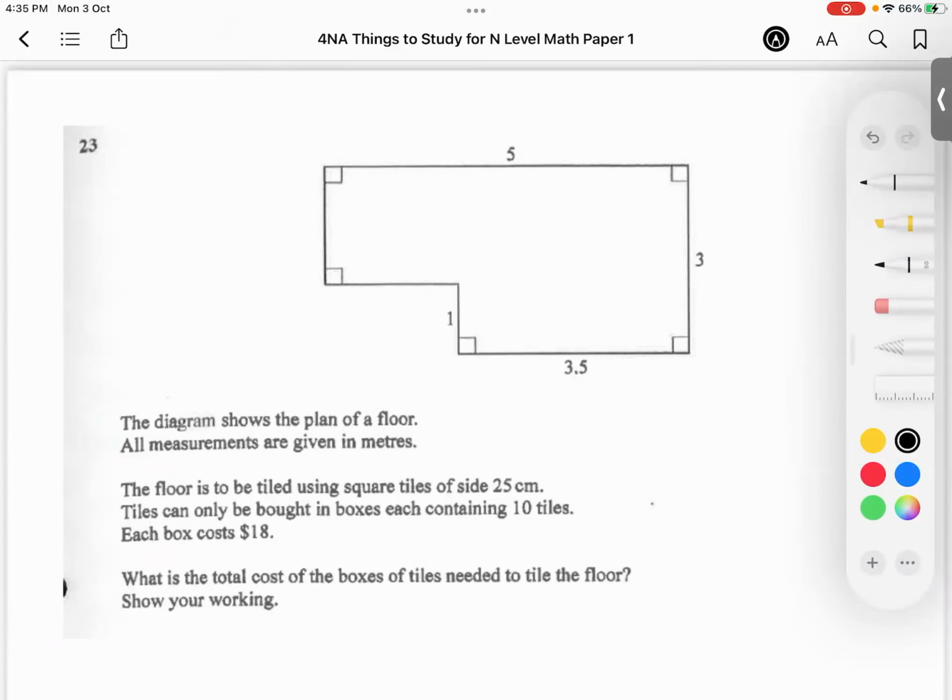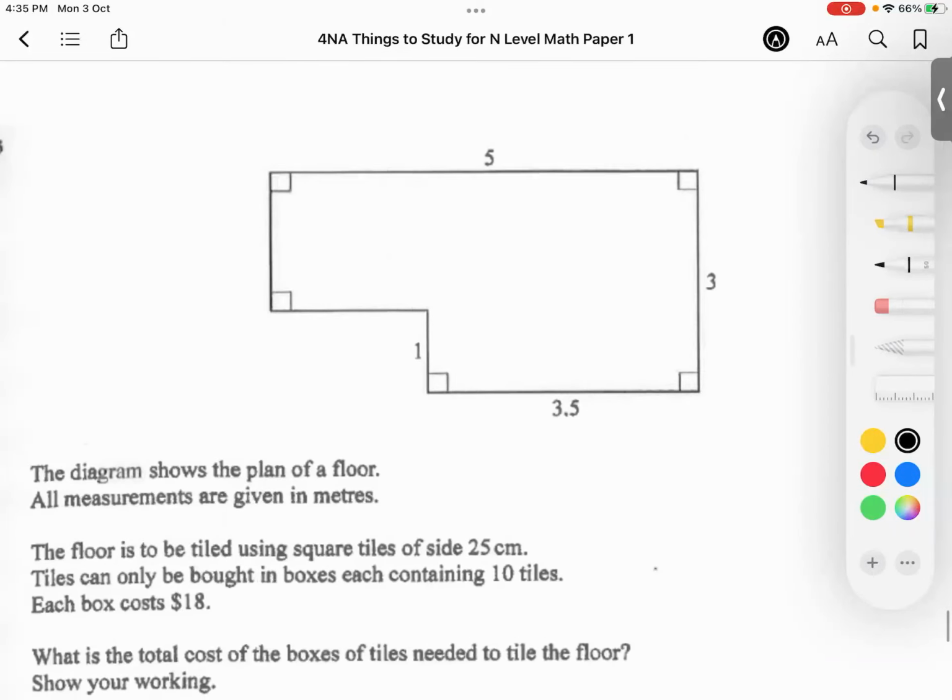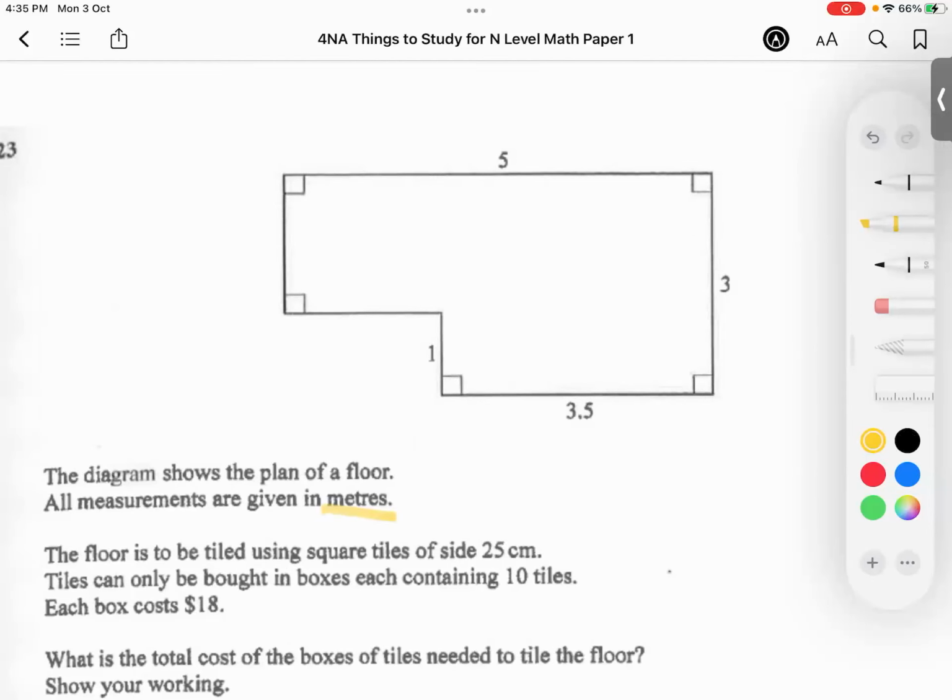For this question, it says the floor is to be tiled using square tiles of size 25 cm. First thing, the units are not the same. This is in meters, so this is actually 500 cm. When I want to put in square tiles, I cannot just take the total area divided by the area of the tiles. That is not logical. I need to take this 500 divided by the 25 cm. How many tiles can I fit into this row? So this is 500 minus 28, divided by 25. Here I can fit in 20.